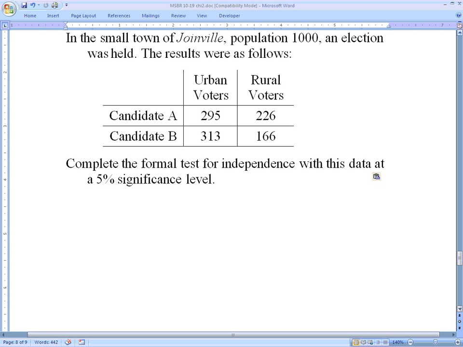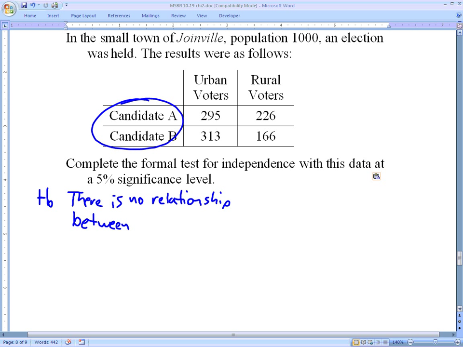So the first thing we want to do is state our null hypothesis. So step 1, null hypothesis, and that would be there is no relationship between, we could call this candidate selection or candidate choice, candidate selection and where the voter lives.